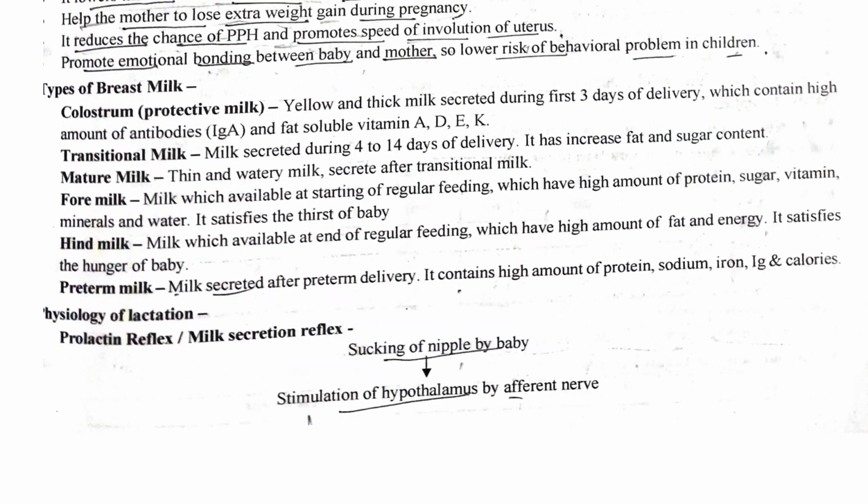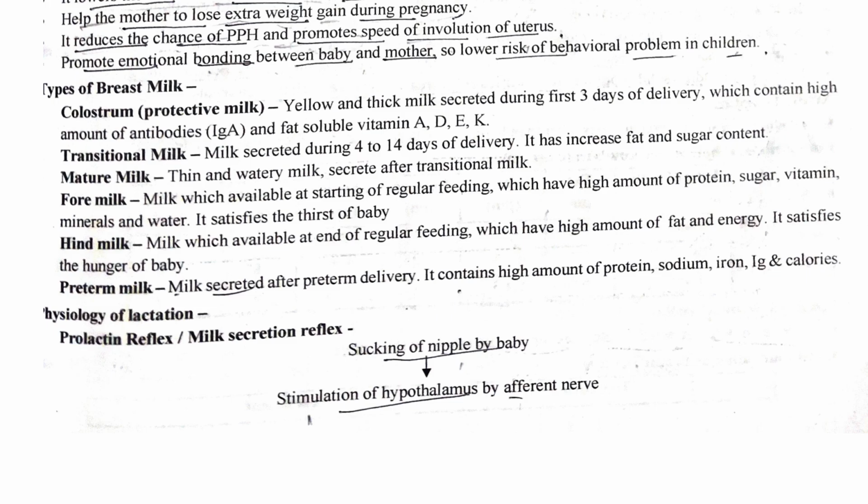Physiology of lactation. Prolactin reflex, or milk secretion reflex. Sucking of the nipple by the baby causes stimulation of the hypothalamus by afferent nerves. Then there is increased release of prolactin by the anterior pituitary, and the alveolar epithelial cells, acini cells of the breast, produce milk secretion.